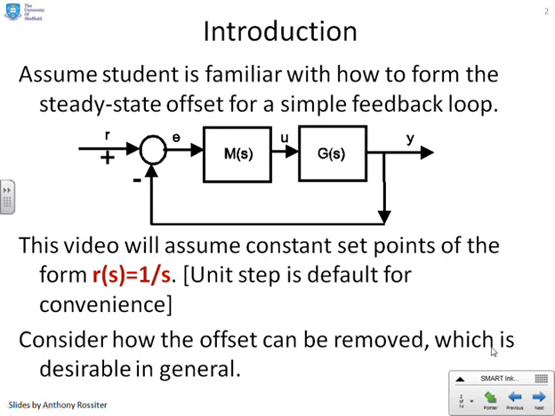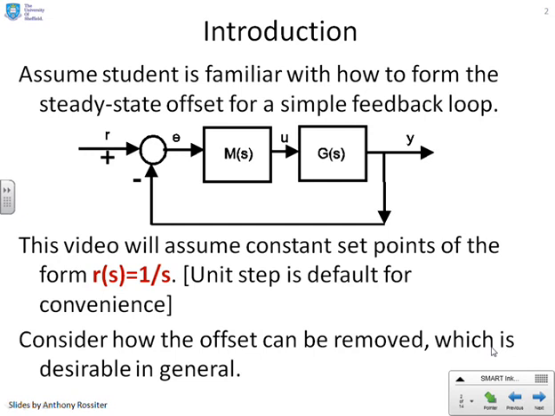First, let's remind ourselves what we know already. We assume students are familiar with how to calculate the steady state offset for a simple feedback loop of the form shown here, with a controller M(s) and a plant G(s), and nothing in the feedback path. We're going to assume constant set points of the form R(s) = 1/s. Here we're using unit step for convenience. You can change the magnitude, but it really doesn't change the detailed analysis.